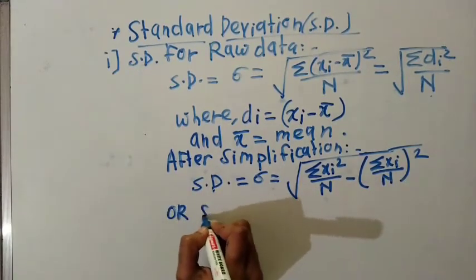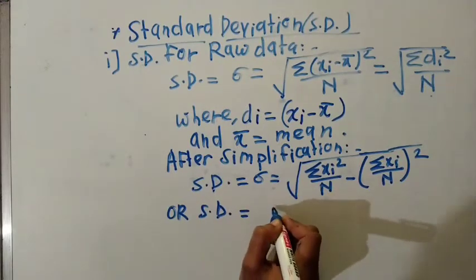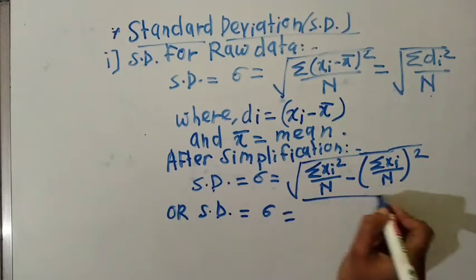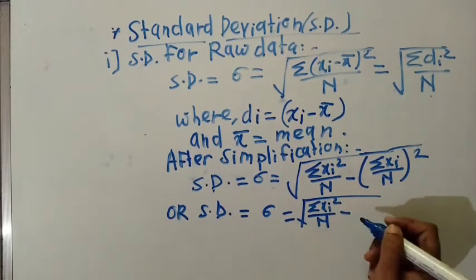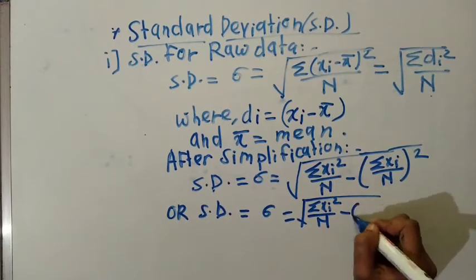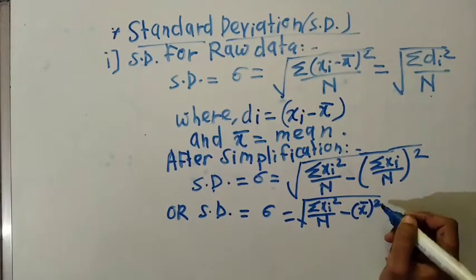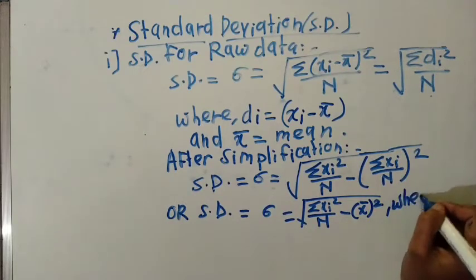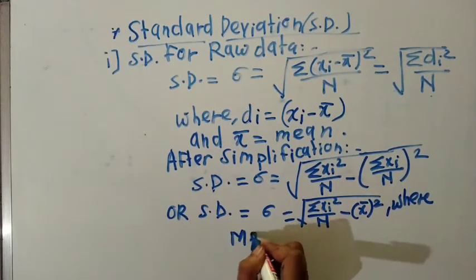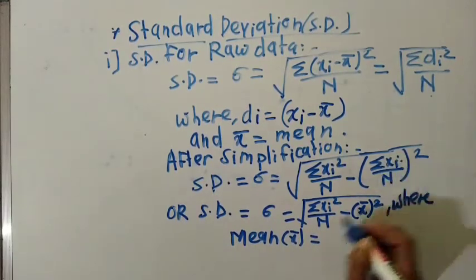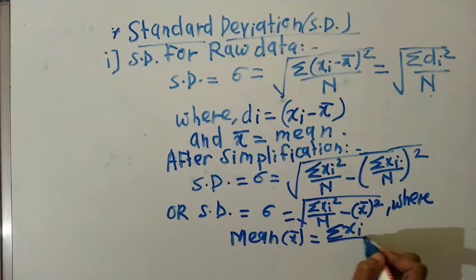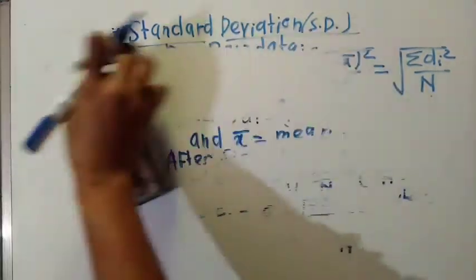or standard deviation is equal to sigma is equal to root of summation of xi square upon n minus x bar square, where mean x bar is equal to summation of xi upon n. This is the standard deviation for raw data.